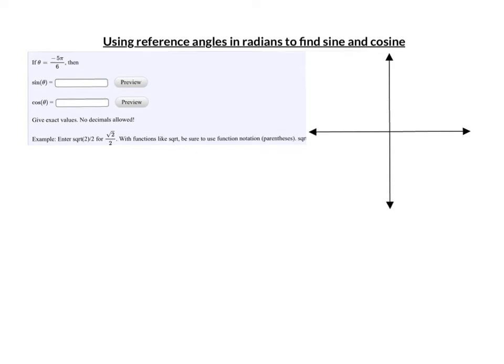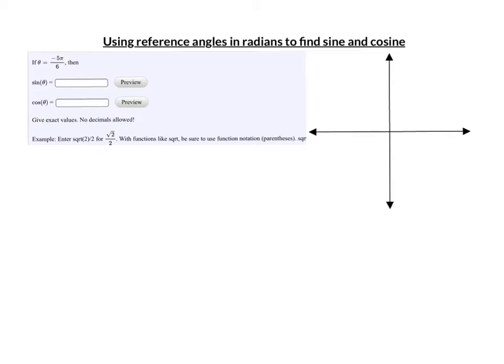So we're going to use a reference angle that's in radians to find the sine and cosine in this question. The first thing we have to do is convert negative 5 pi over 6 to degrees. I showed you how to do this in an earlier video, and there is a shortcut, but I'll remind you of the normal way first.